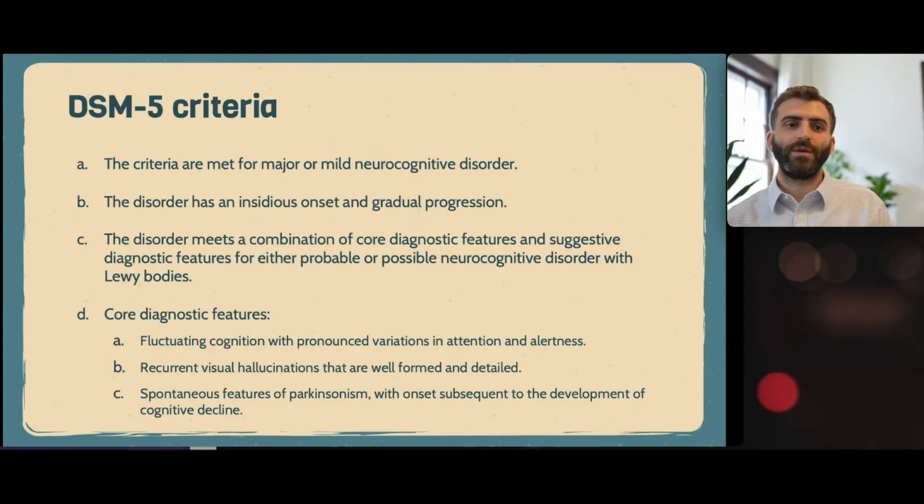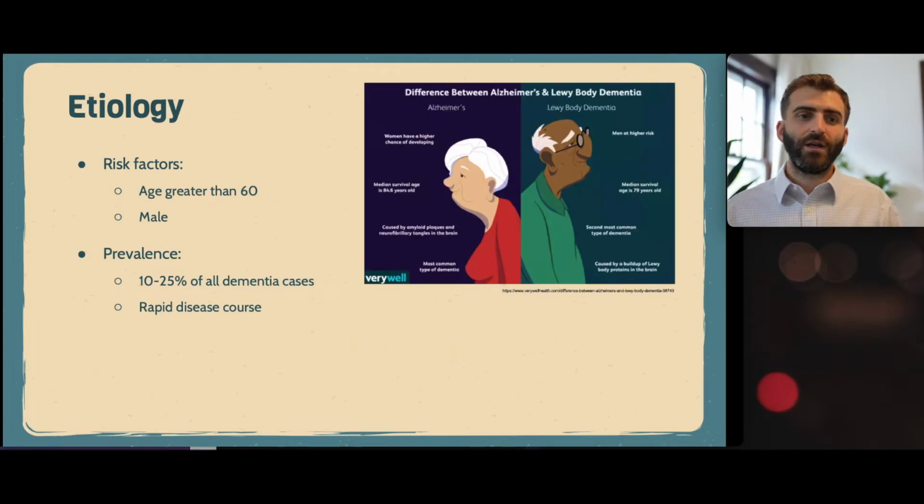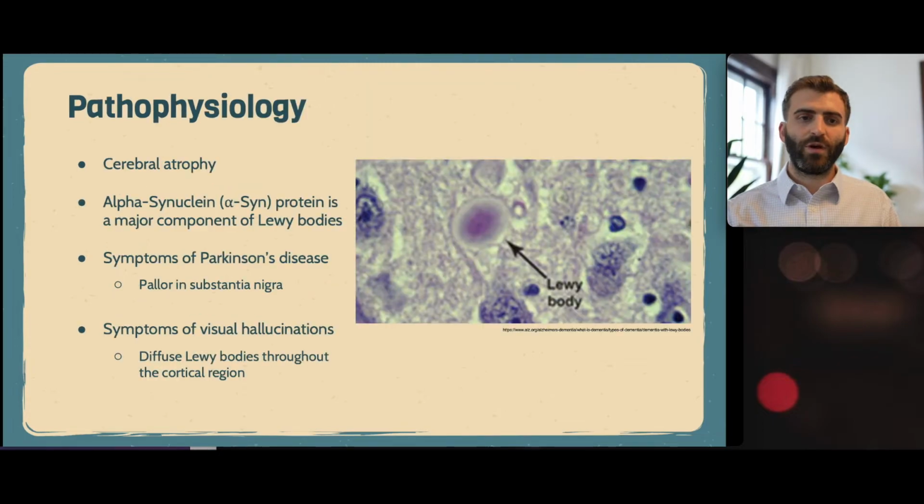Next is Lewy body dementia. So Lewy body dementia is a type of dementia that has very specific symptoms. So if someone has symptoms that are similar to Parkinson's disease and visual hallucinations, along with dementia, then it's most likely Lewy body dementia. Here's some of the risk factors and the prevalence.